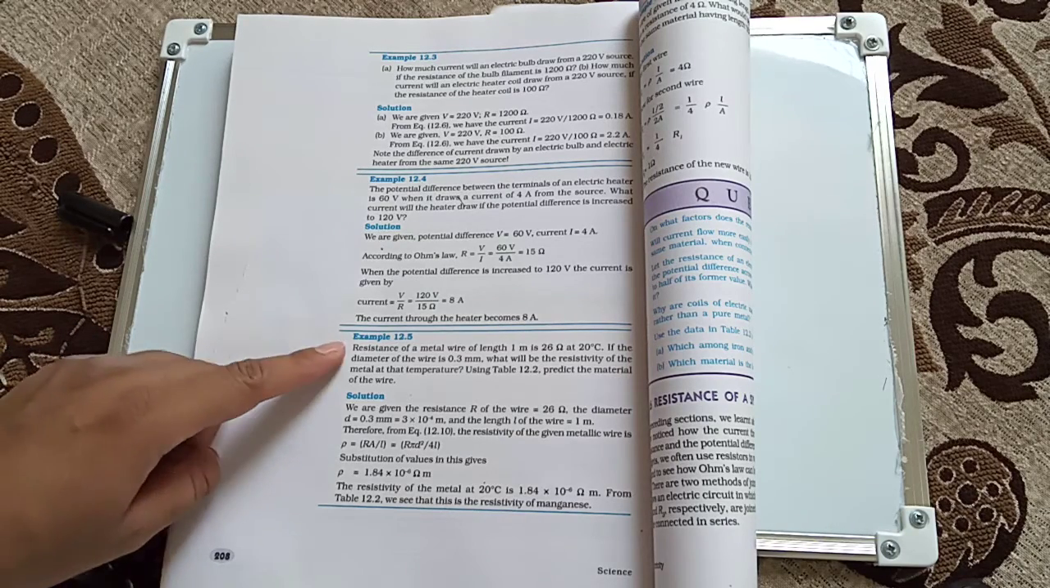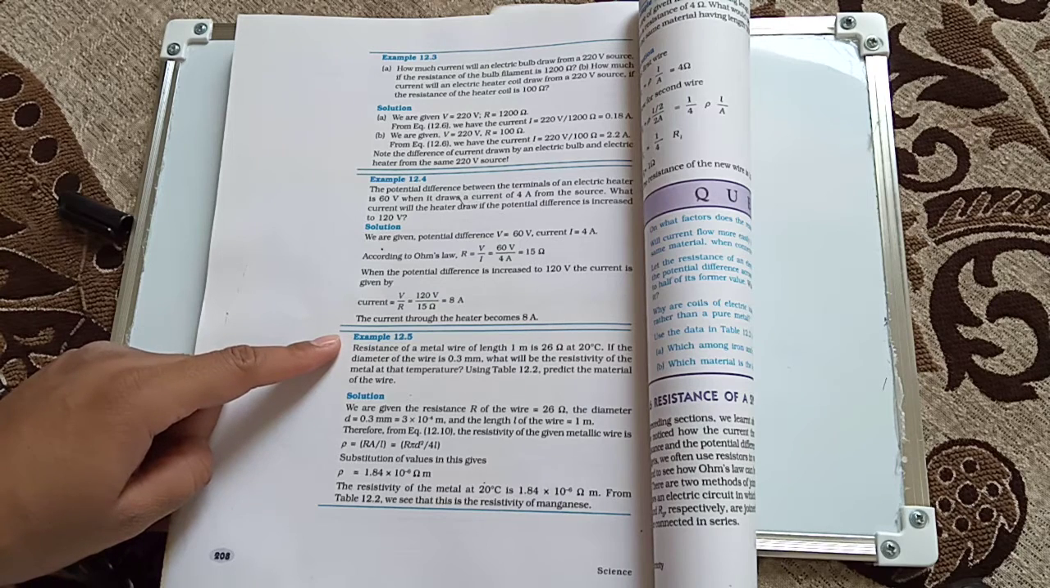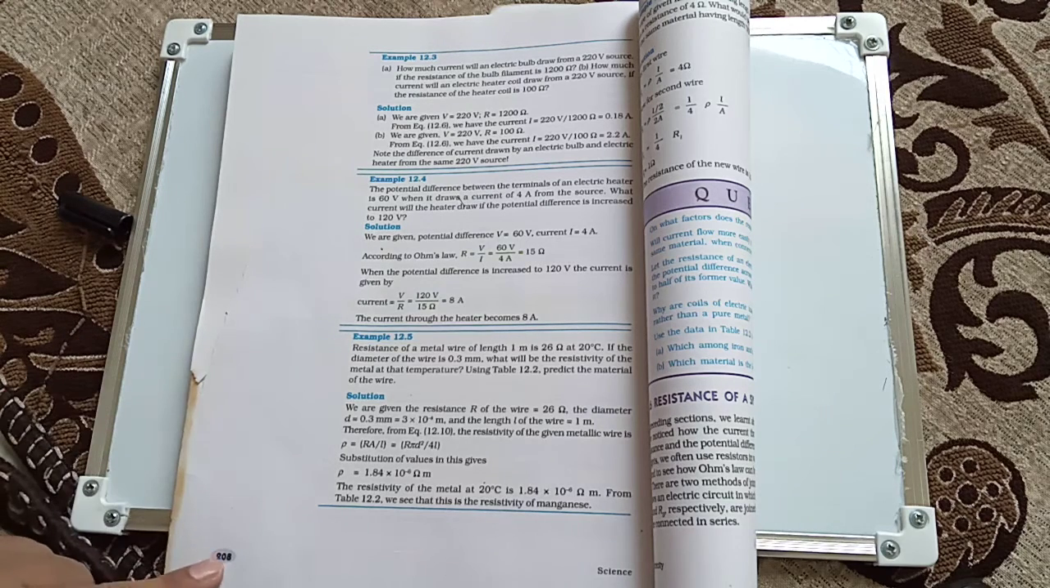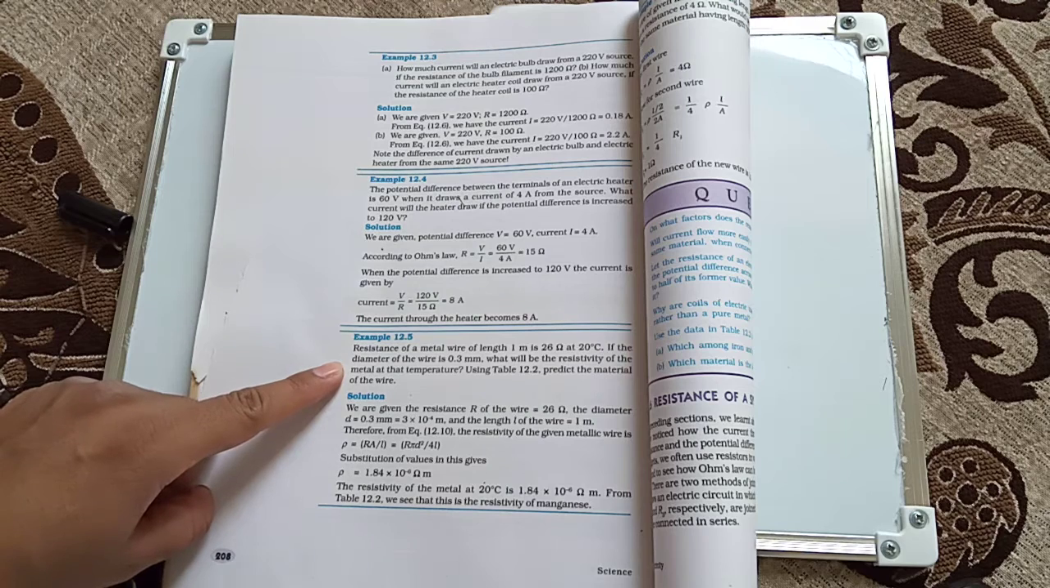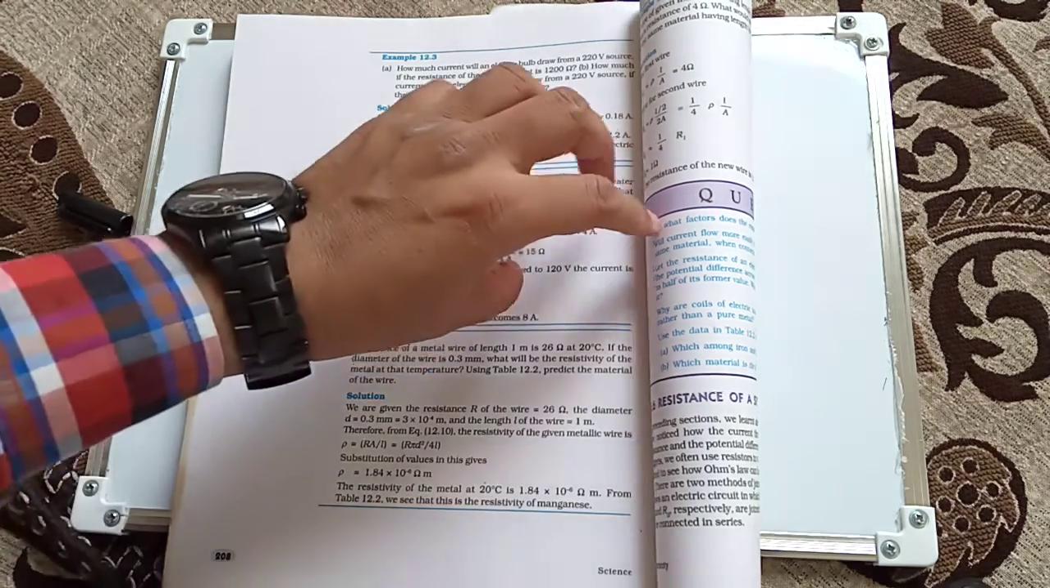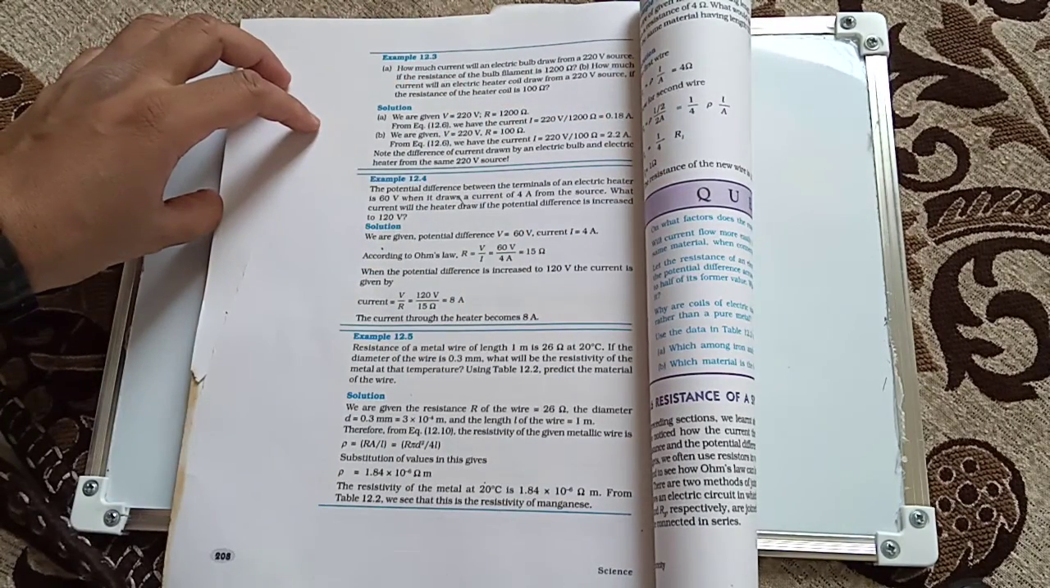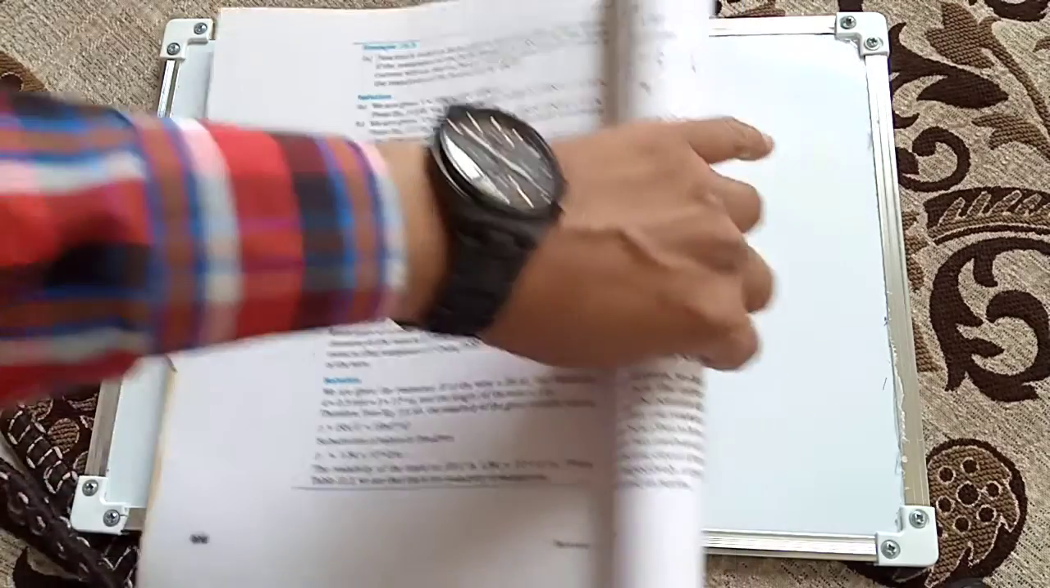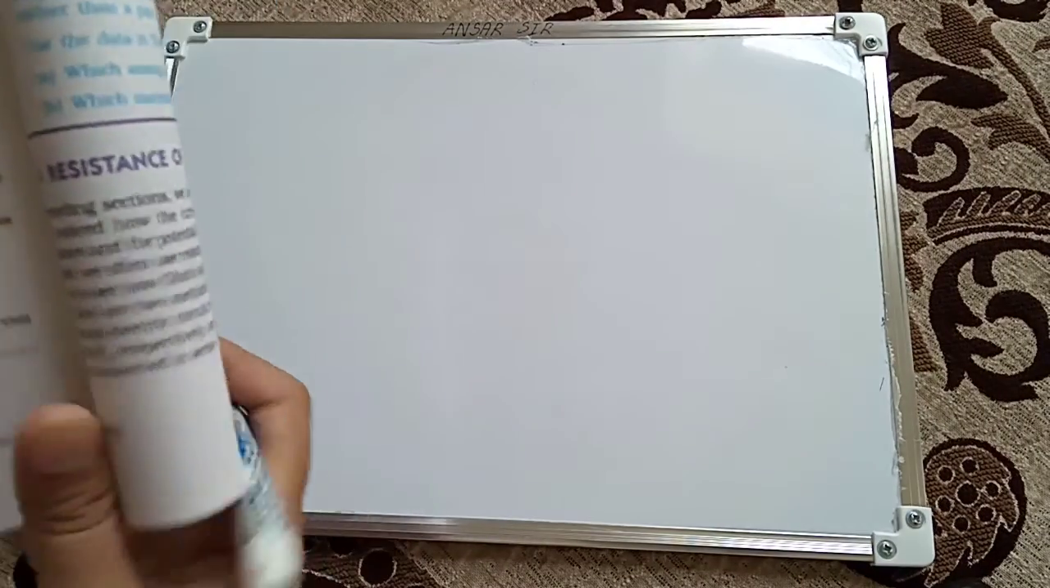Let us solve example number 12.5 given in our textbook on page number 208. See the question. Resistance of a metal wire of length 1 meter is 26 ohm at 20 degrees Celsius. If the diameter of the wire is 0.3 mm, what will be the resistivity of the metal at that temperature? Using table 12.2, predict the material of the wire. This is the question. Now I will write down the given data from the question.